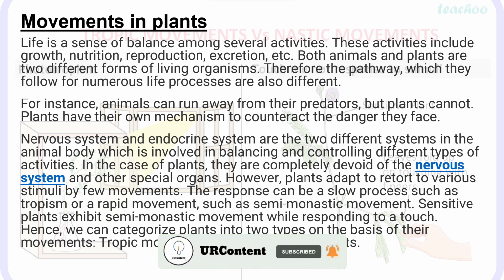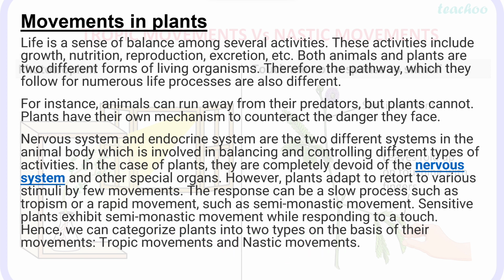For instance, animals can run away from their predators, but plants cannot. Plants have their own mechanism to counteract the danger they face. Nervous system and endocrine system are the two different systems in the animal body which are involved in balancing and controlling different types of activities.